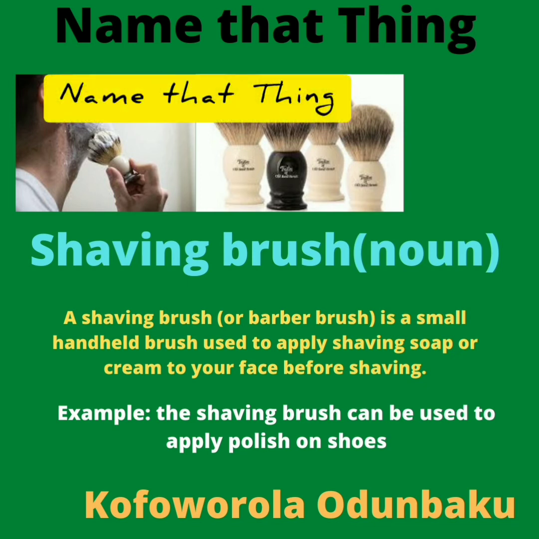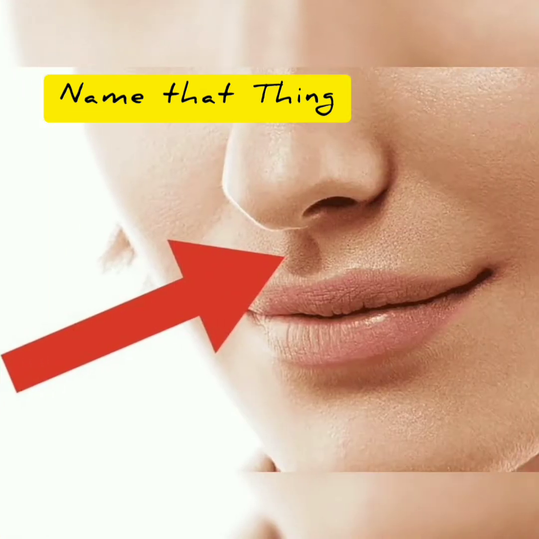Next is the name of this part of the face. This part of the face that is just below the nose and just above the upper lip. The part of the face that looks a bit hollow, that part where the arrow is pointed. What is it called? We're going to learn what it is called on this episode of Name That Thing. I told you everything has a name.